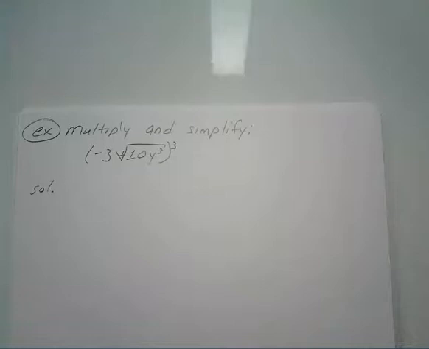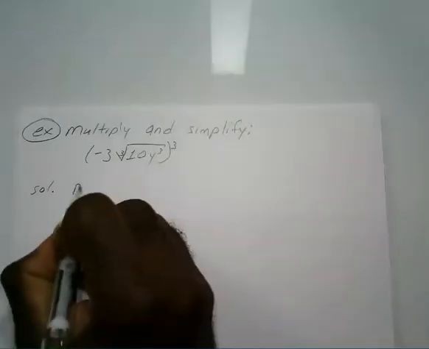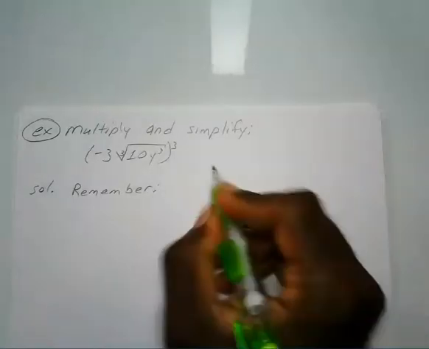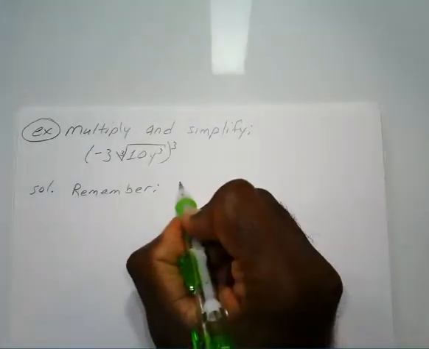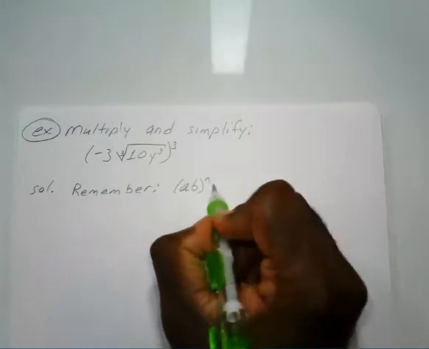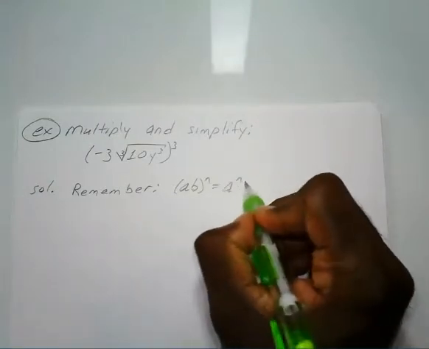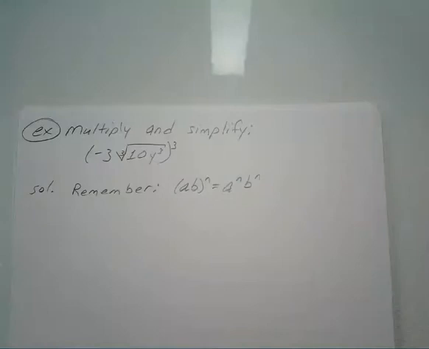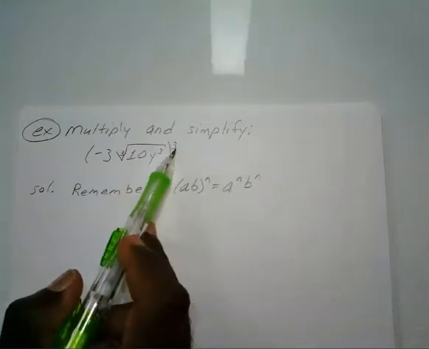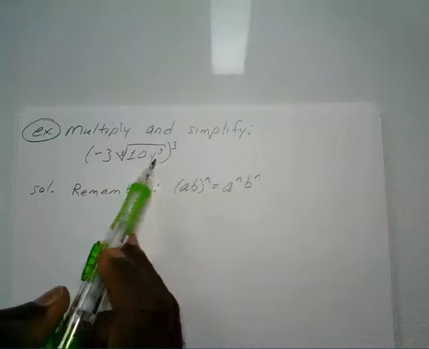Okay, so with this one, you remember the power of a product rule is that (a times b) to the nth power equals a to the nth power times b to the nth power. So that means this exponent of 3 on the outside is going to be distributed to both of those factors.